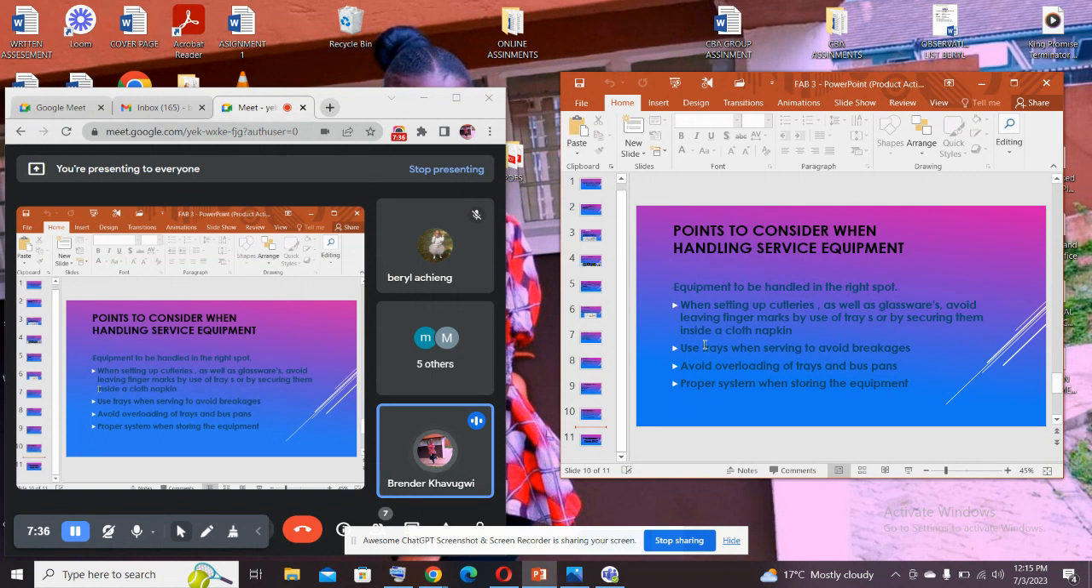Then another point, use the trays when serving to avoid the breakages, and you should also avoid overloading of the trays and bus pans to avoid falling of the service equipment. And you should ensure that when storing the equipment, use a proper system to store the service equipment.